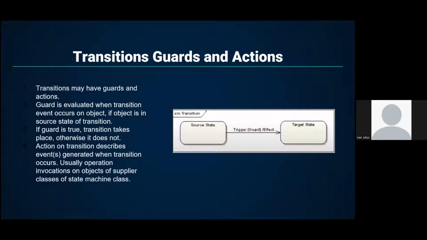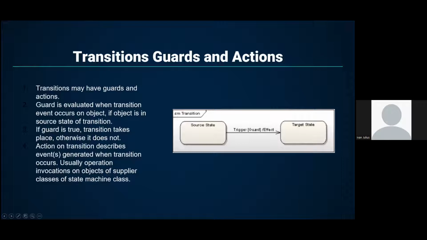Next, transition guards and actions. Transitions may have guards and actions. A guard is evaluated when a transition occurs on an object, if the object is in the source state of the transition. If the guard is true, the transition takes place. Otherwise, it does not. Actions on a transition describe events generated when the transition occurs.